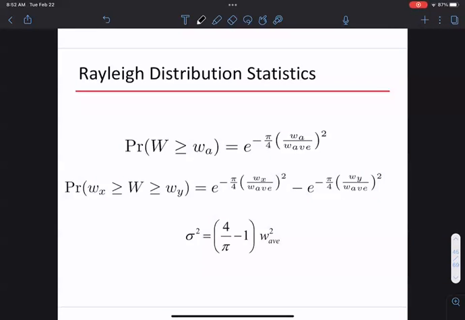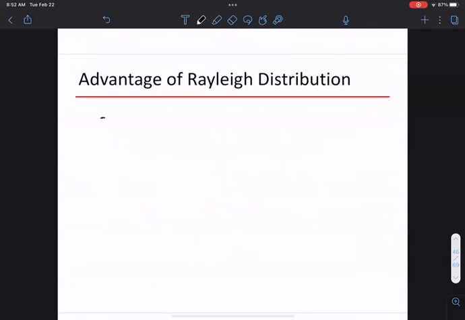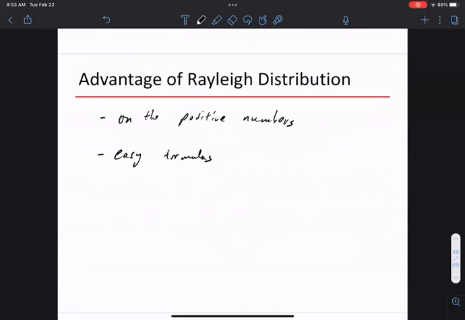All right, so this is the Rayleigh distribution. It has several advantages. The biggest thing about it, or two things: this is on the positive numbers, which is not nothing, right? It is quite useful for it to be on positive numbers, and it has easy formulas. So it has easy formulas we can use, and it's entirely defined on positive numbers. This is the Rayleigh distribution.